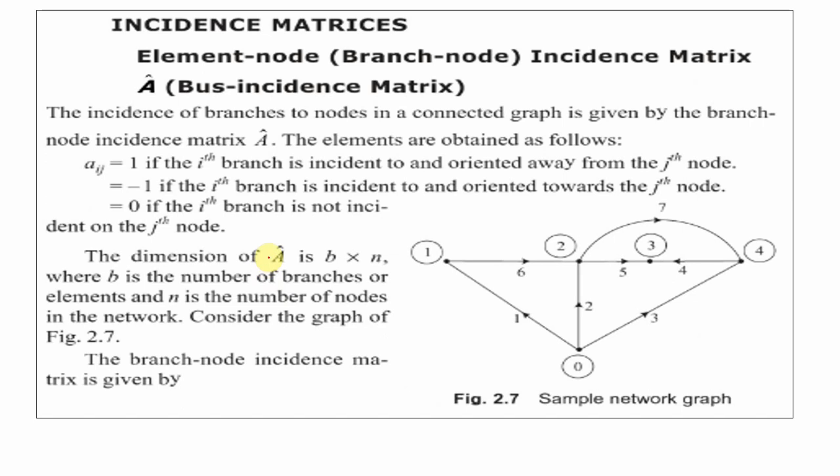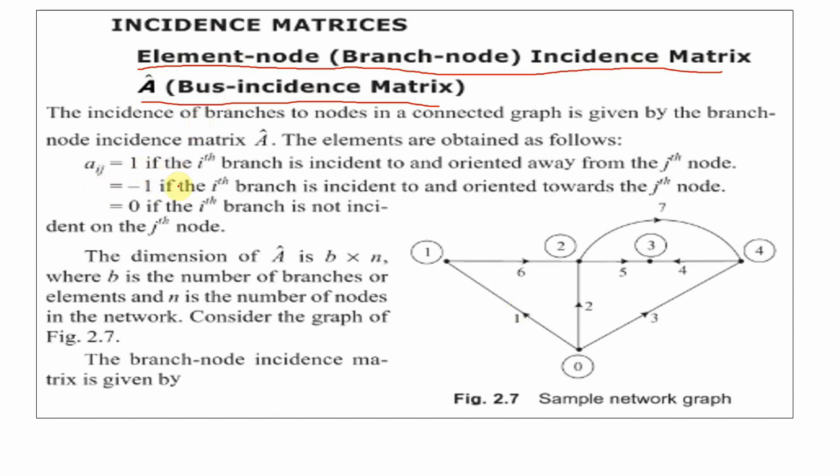Now the next point, incidence matrices, right? Element node or branch node incidence matrices are called incidence matrices. Now the bus incidence matrix is represented by A. Okay, so now this is the diagram. For that, these are the conditions that I already explained for how to find the branch node incidence matrix and bus incidence matrix.